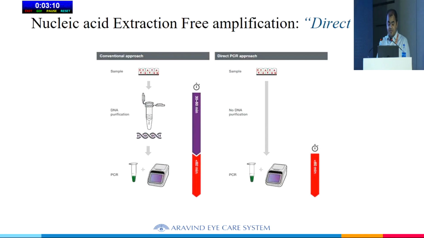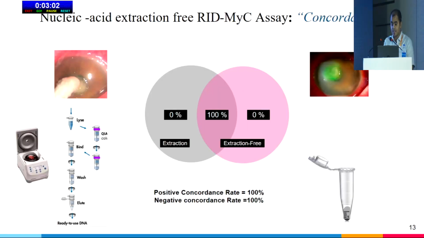We have precedents for this. We know that direct PCR without nucleic acid extraction works as well as traditional PCR, but greatly improves its clinical utility. So first, we looked at the concordance between these 2 methods. The extraction-based method requires lysis followed by DNA extraction, and the whole process takes 25 minutes. While in the extraction-free method, a shimmer strip is placed on the ulcer and directly subjected to the RID-MYC assay. The concordance between these 2 was 100%.